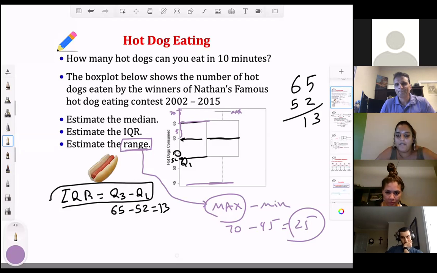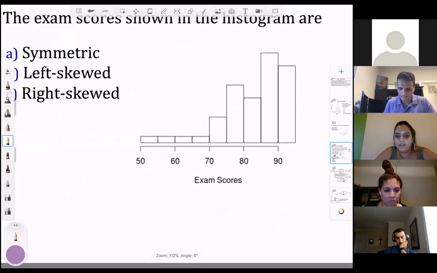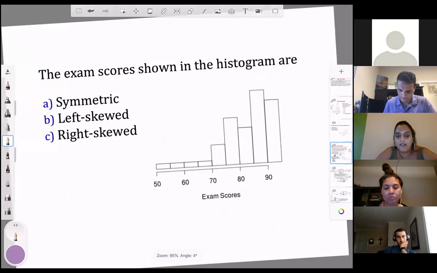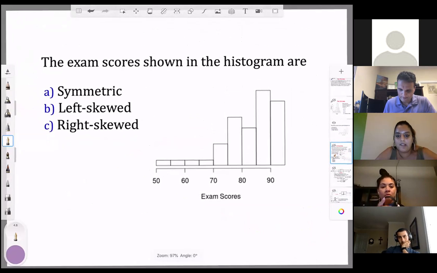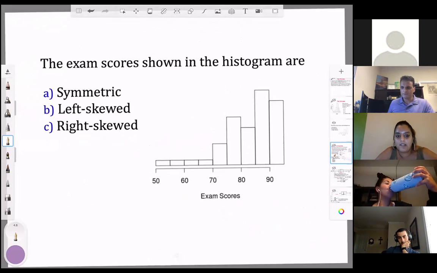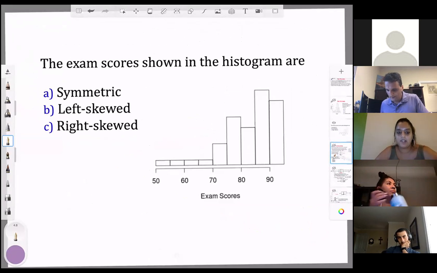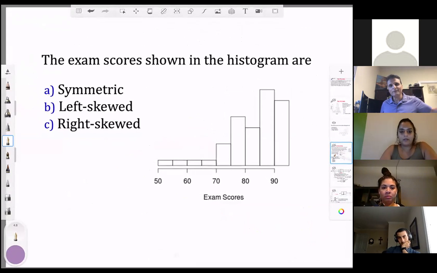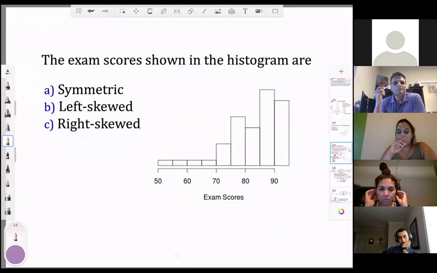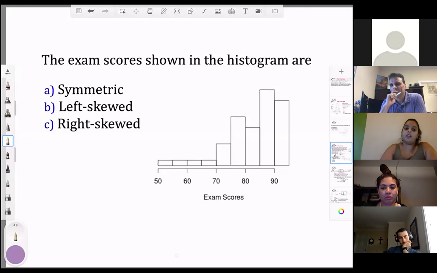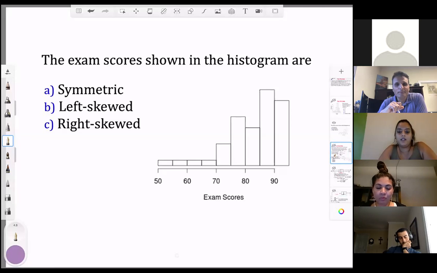All right. Let's have some other question for you guys. The exam scores shown in the histogram are... anyway, there is data, I graphed the data in a histogram, I got this. Good? So my question is: is this symmetric, left skewed, or right skewed? Right. Huh, Rocio? Right.